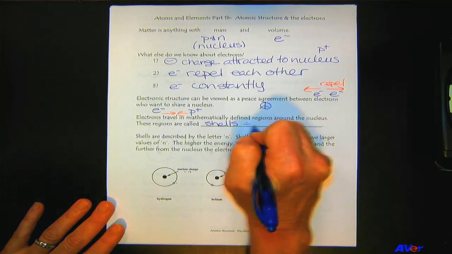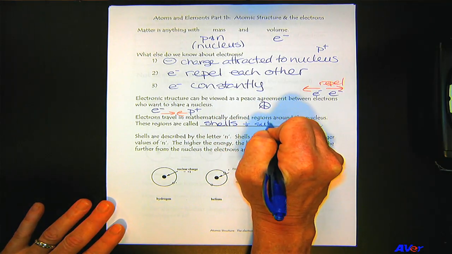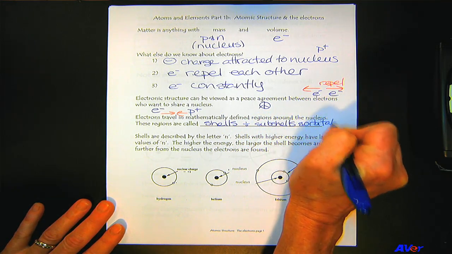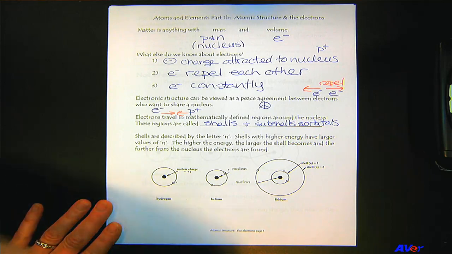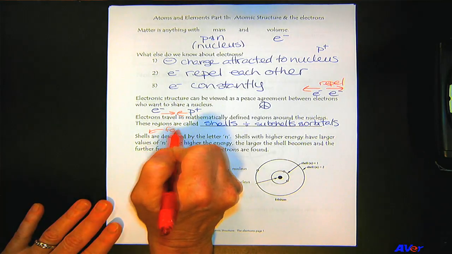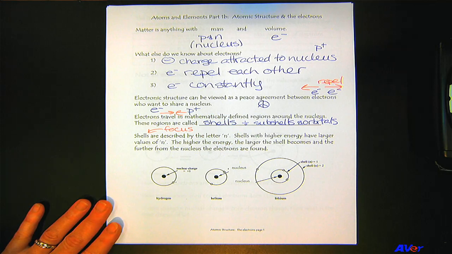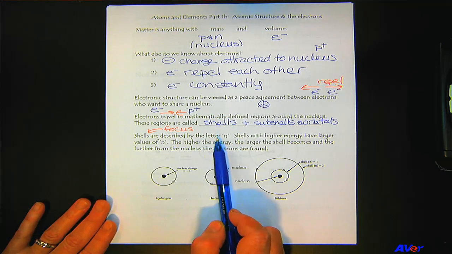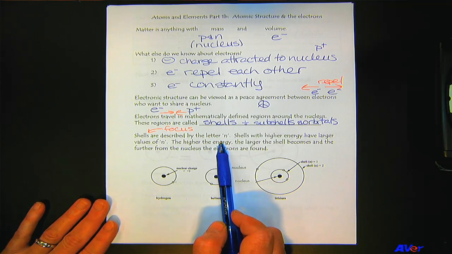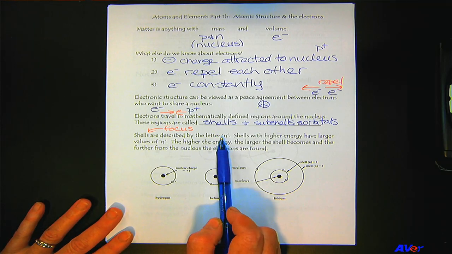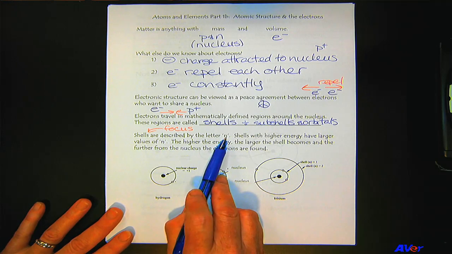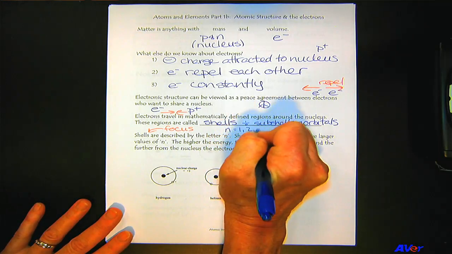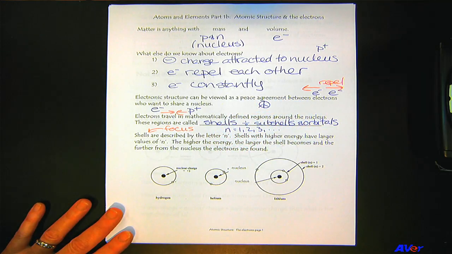These can be divided into subshells and orbitals. But the great thing about our class is we can focus right here on the shells. That's enough for us. All right? So when we're describing the shells, and these will be the larger regions, the larger groupings, and that will be fine, we describe the shells using the letter N. So N is any integer, 1, 2, 3, can go as big as we want.